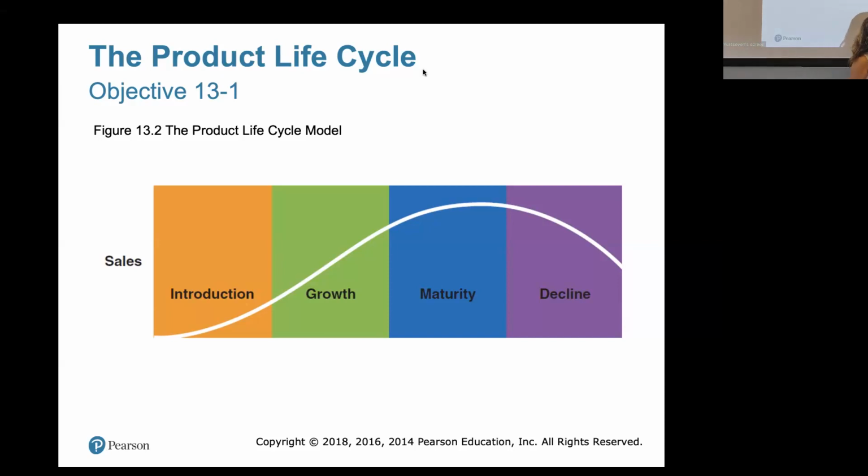And then at one point, it declines. We still have liquid soap, right? But it does go into a declining stage. Right. So that means sales are slowing down and we got to do something. What can you do when you go into the declining stage?